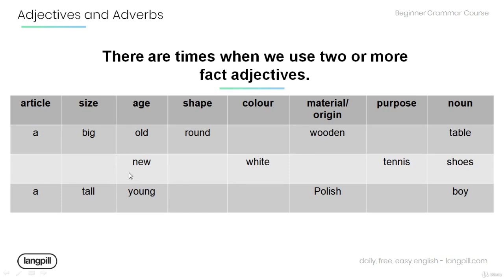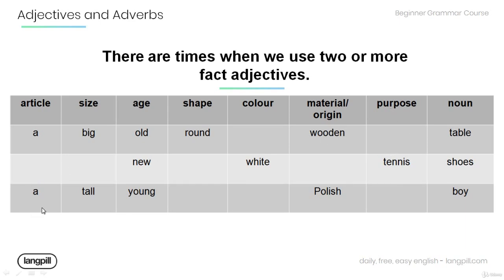And in the sentence, new white tennis shoes. There are 3 fact adjectives used to describe the noun shoes. New describes the age, white, the color, and tennis, the purpose.